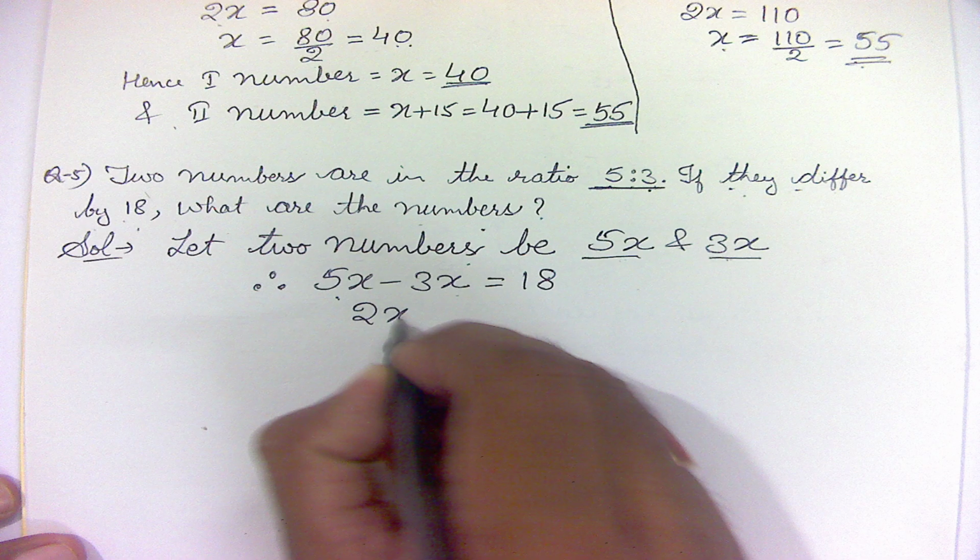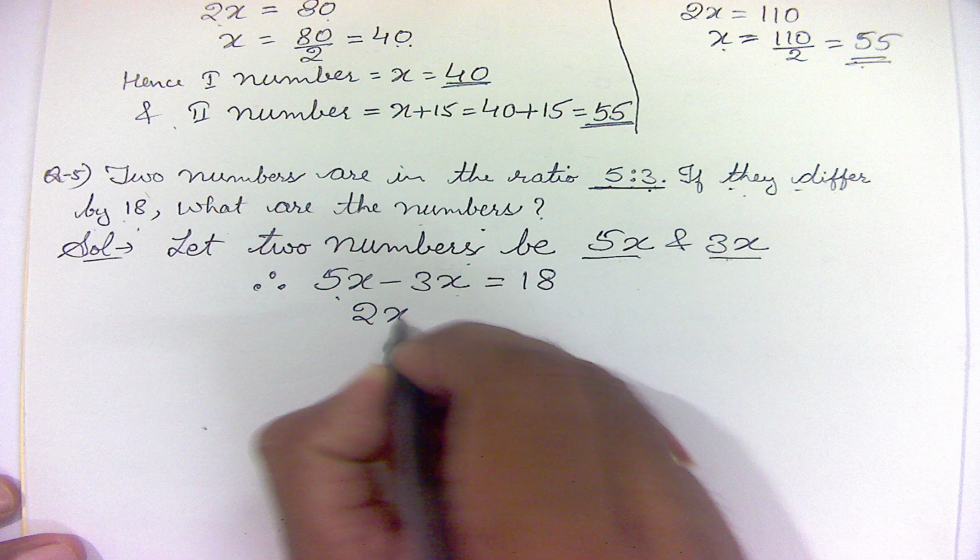Now if x is 9, what about the two numbers? Therefore, the first number is 5x, so it becomes 5 multiplied by 9, which is 45. And the second number is 3x, that's 3 multiplied by 9, which is 27. So these are the two numbers which you needed to find out. So this is question number 5. Now let us move to question number 6.